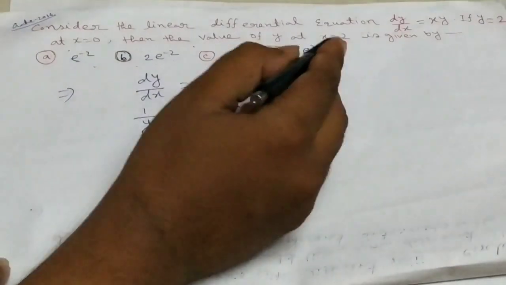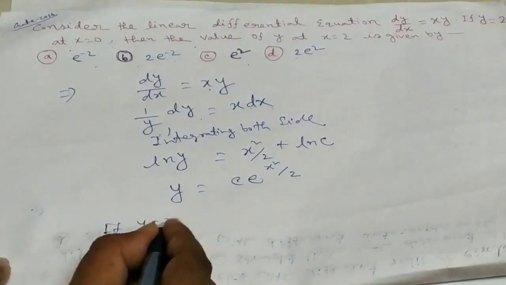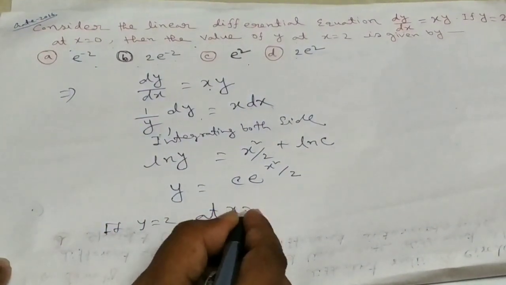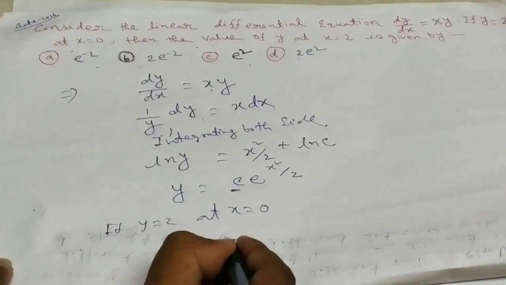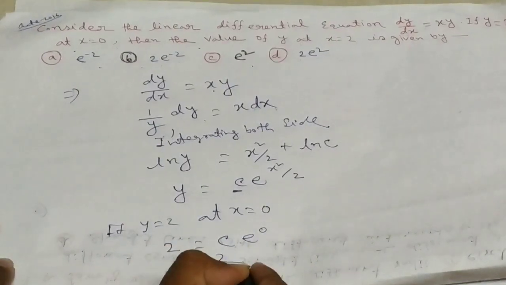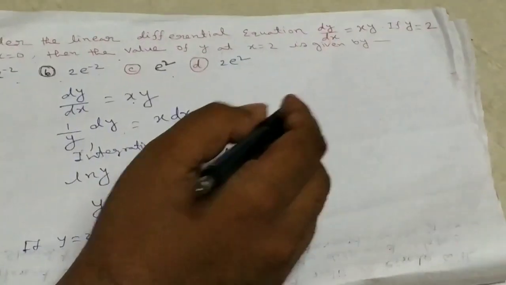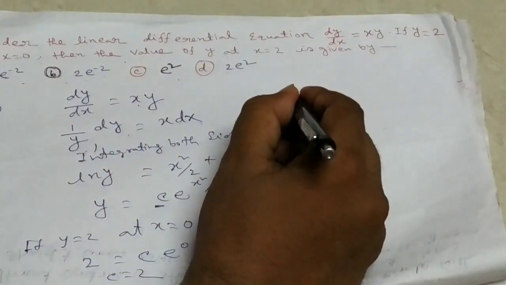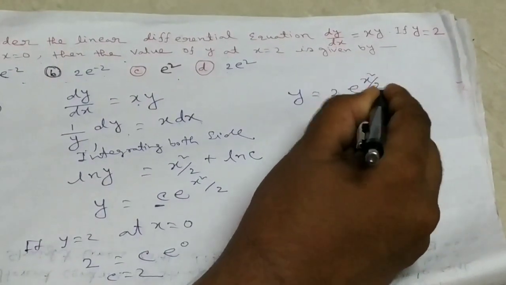Now the boundary condition is given: y is equal to 2 at x equal to 0. Now we calculate the constant term. y equal to 2 is equal to c e to the power 0, which means 1. So c equals 2. So we get y equal to 2 e to the power x square by 2.